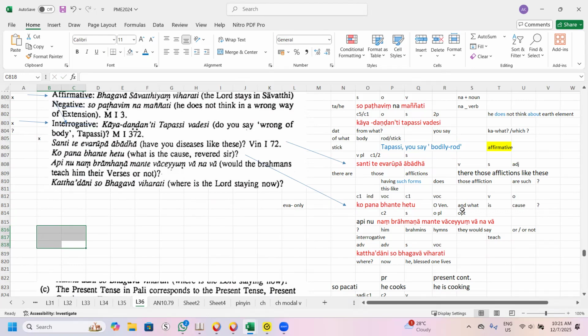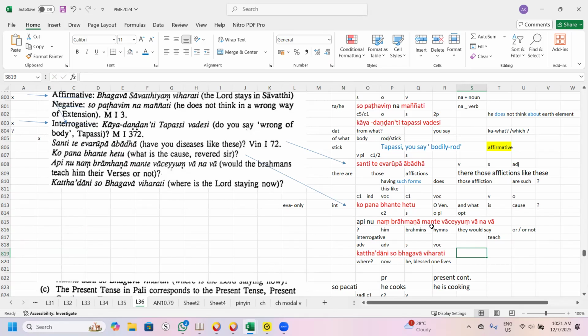So in this case, "ko" is what? This can be "what is the cause". Okay, "ko" is the cause. What is the cause? So you have "O venerable", and what is the cause? So this is definitely interrogative. So you put "int", this is interrogative. So okay, "apinu", this is definitely interrogative because "nu" is a particle. Yeah. So what we do, we look at here.